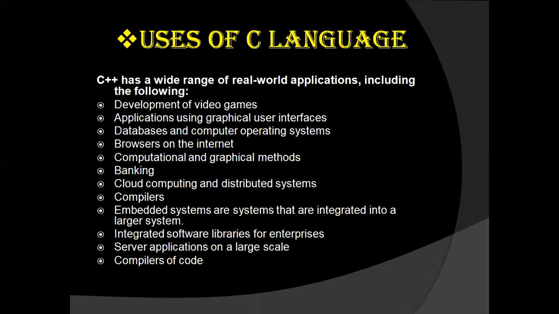Then comes compilers. It is used for compiling programs. Embedded systems are the systems that are integrated into a larger system. So it's even used in embedded systems, integrated software libraries for enterprises, and server applications on a large scale. And last but not the least, it is also used in the compilers of code. So these are the uses of C language.